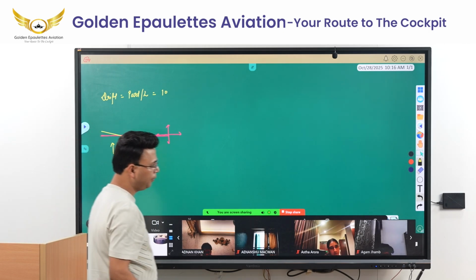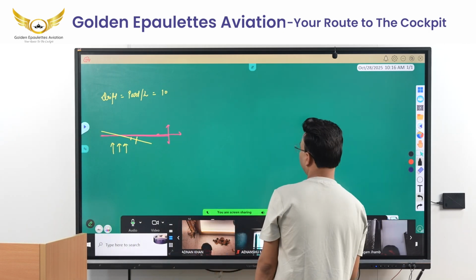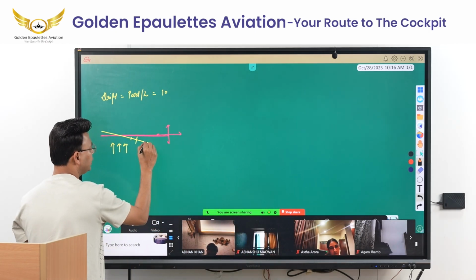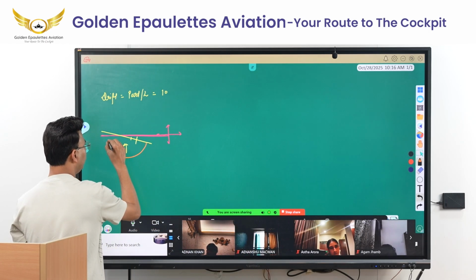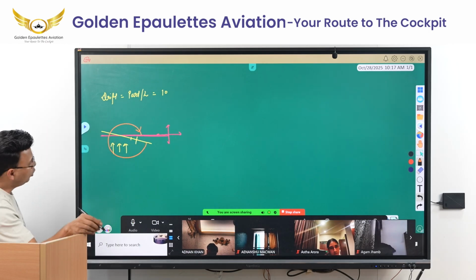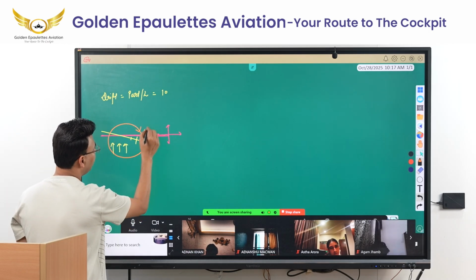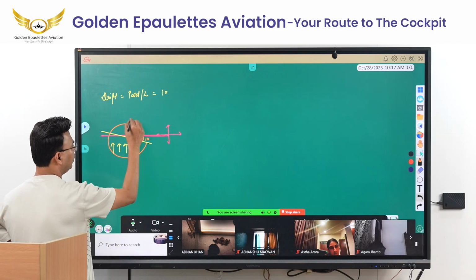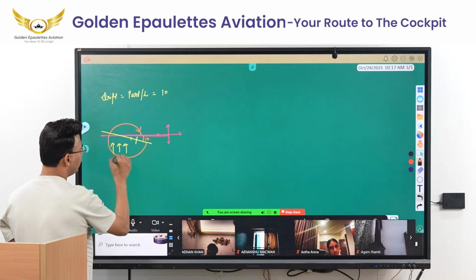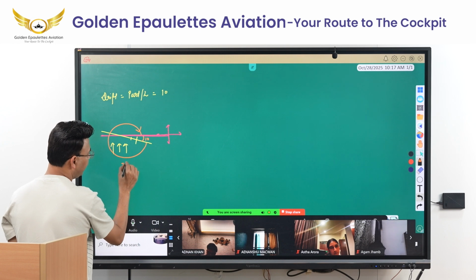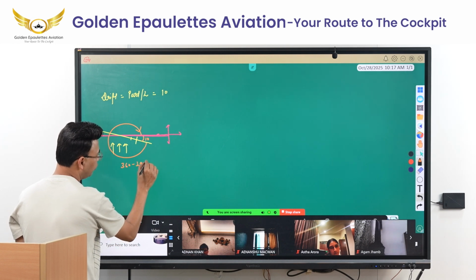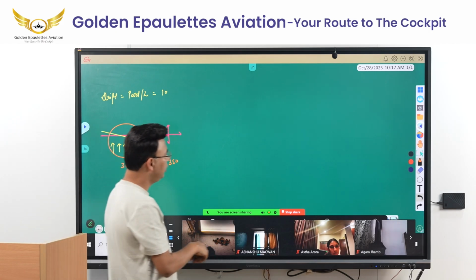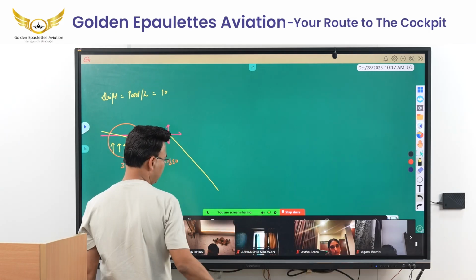Now, if somebody asks you what is the relative bearing? Relative bearing is from the fore and aft axis clockwise to the station. So this drift was how much? 10 degrees. This entire angle is 360, so this angle would be 360 minus 10. So what is my relative bearing? 350.